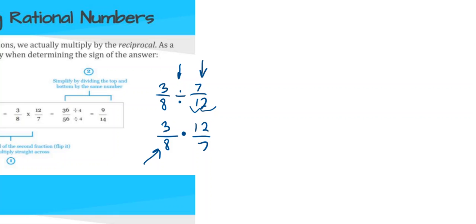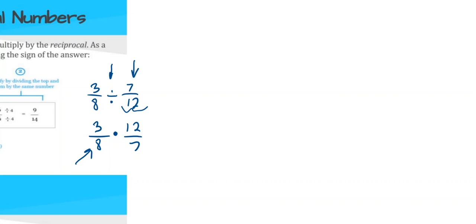And I want to say it in those terms instead of keep, change, flip, because terms like reciprocal come up a lot more as we go through grade 10, 11, 12, right? So I want to use the proper terms here. Okay. So now that we have 3 over 8 times 12 over 7, what do we do now? You times across. Just straight across, right?